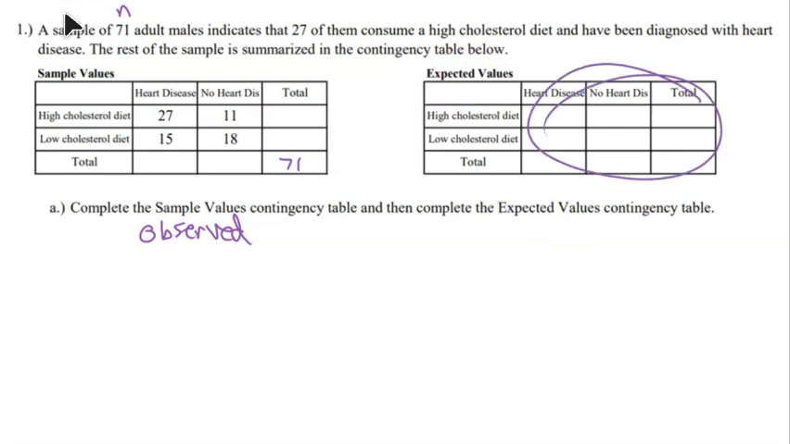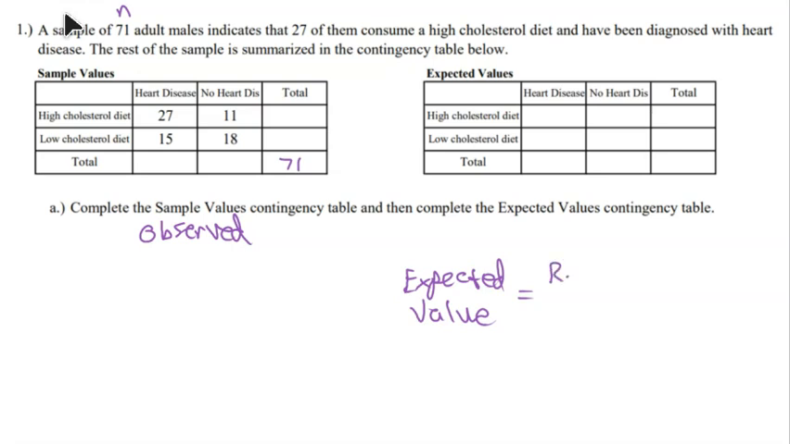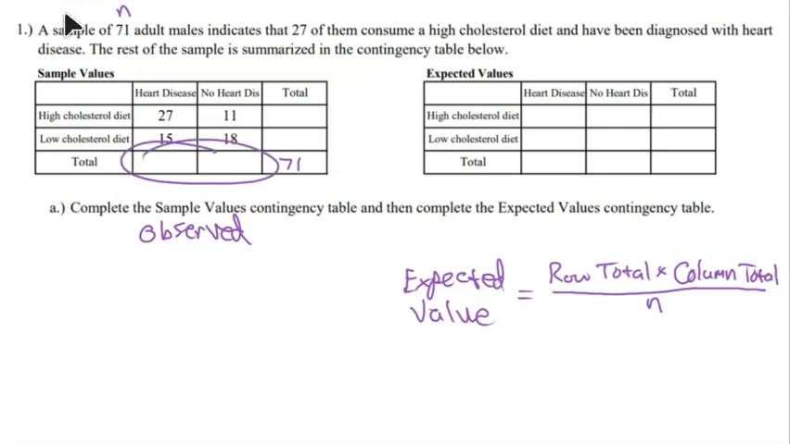Then it says, and then complete the expected values contingency table. That's right over here. And we learned how to do that with our formula: the expected value of a cell is equal to the row total, or sum, times the column sum or column total, it's the same thing, divided by the sample size, which is N. And so the first thing we need are our column totals.